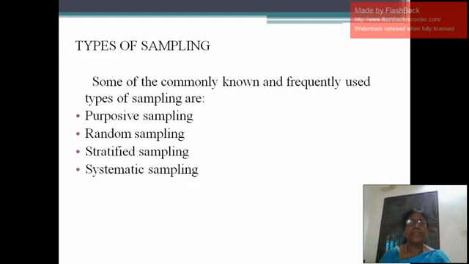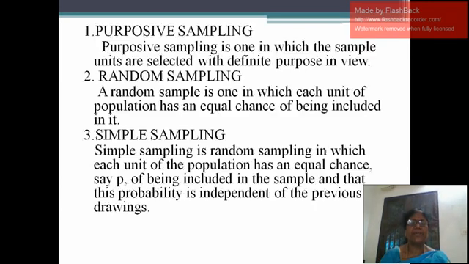There are different types of sampling. Here we will be discussing the 4 types of sampling, namely purposive sampling, random sampling, stratified sampling and systematic sampling. Purposive sampling. Purposive sampling is one in which the sample units are selected with a definite purpose in view. That means we will have some purpose. If you want to decide, we will be getting something from that, then with the purpose the sampling is done, so we call it purposive sampling.